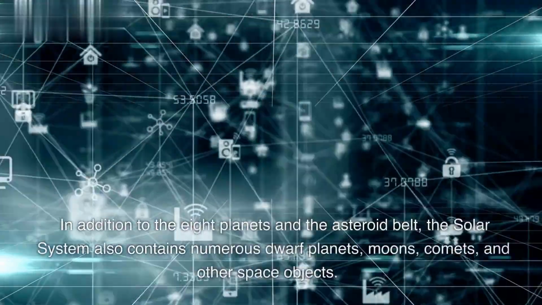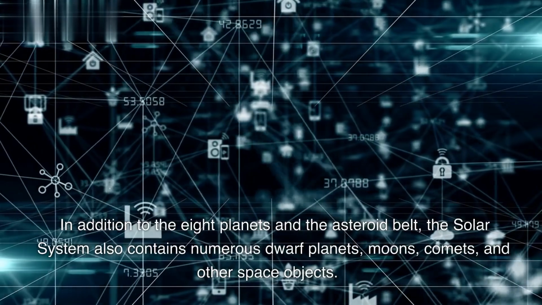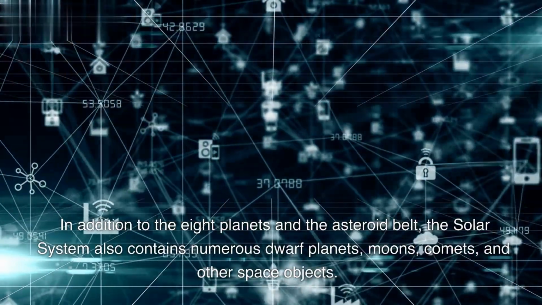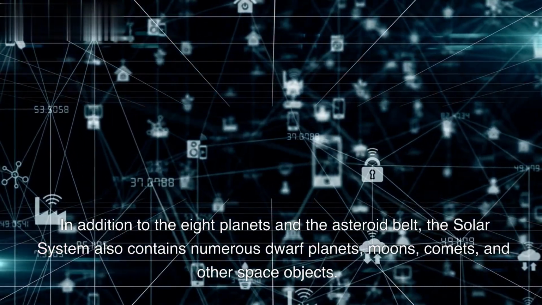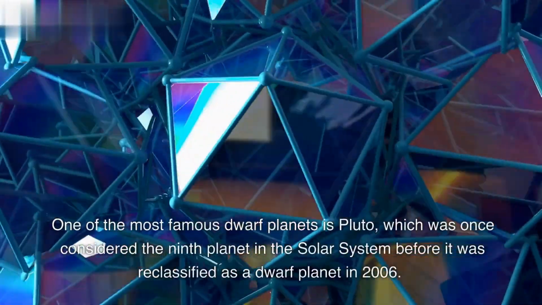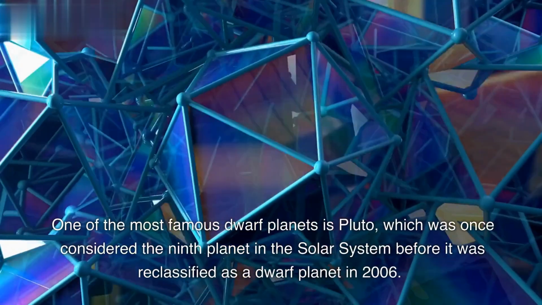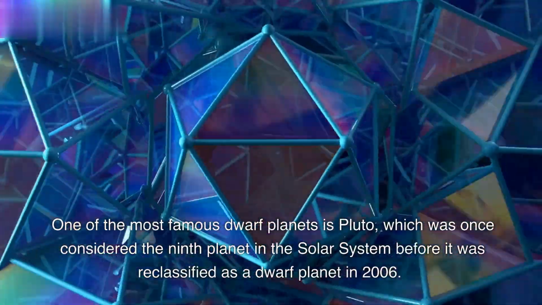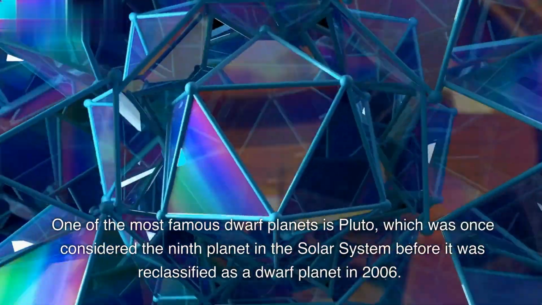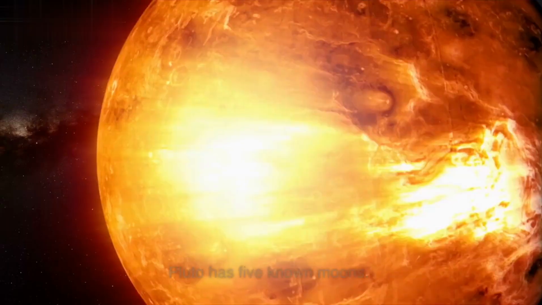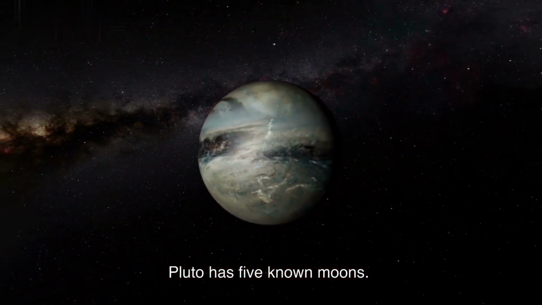In addition to the 8 planets and the asteroid belt, the solar system also contains numerous dwarf planets, moons, comets, and other space objects. One of the most famous dwarf planets is Pluto, which was once considered the ninth planet in the solar system before it was reclassified as a dwarf planet in 2006. Pluto has 5 known moons.